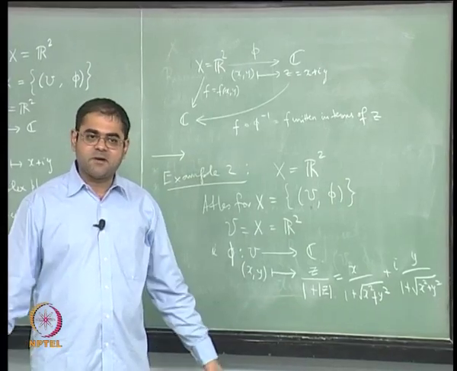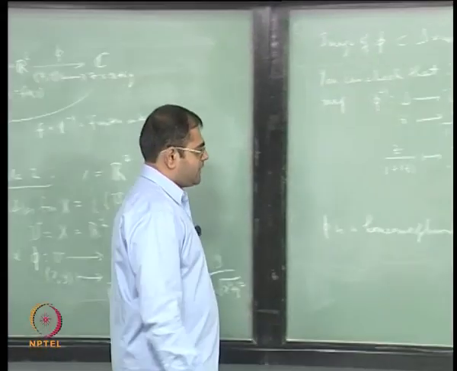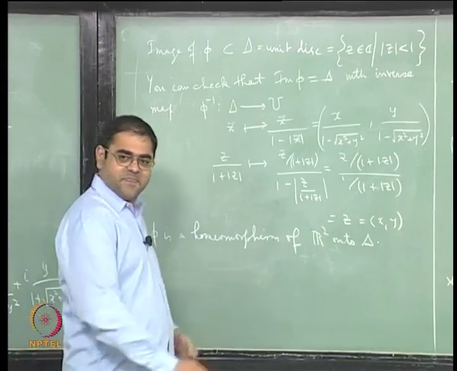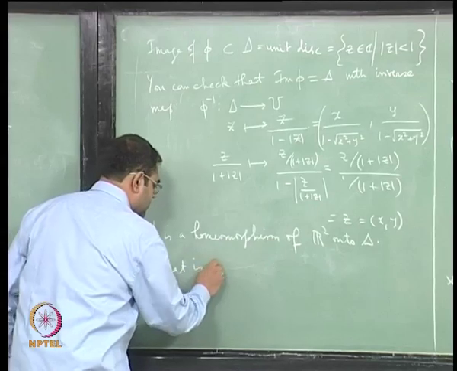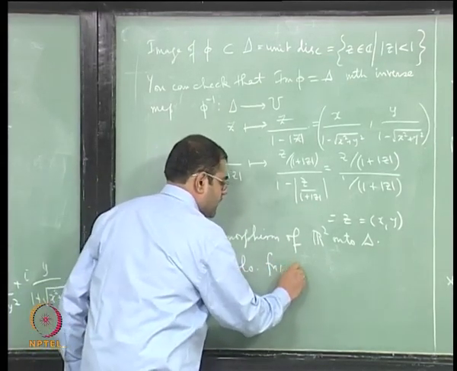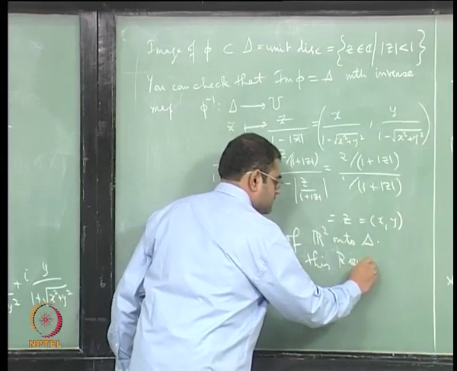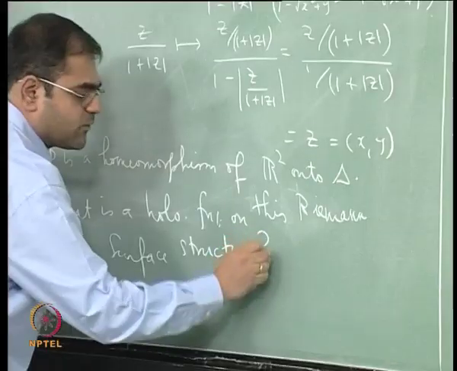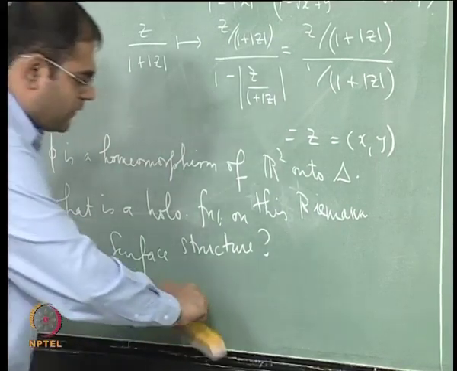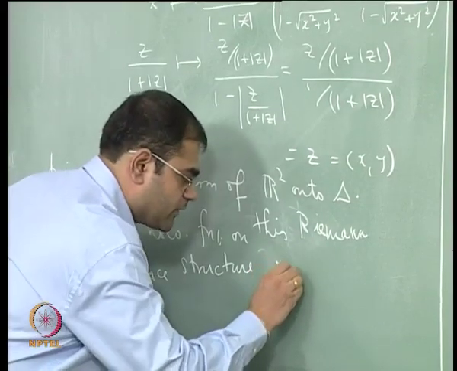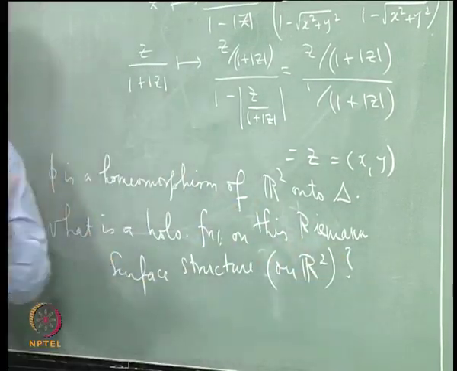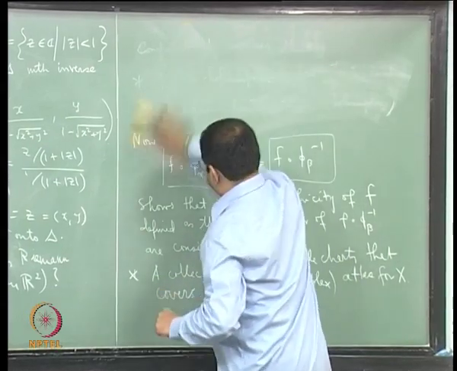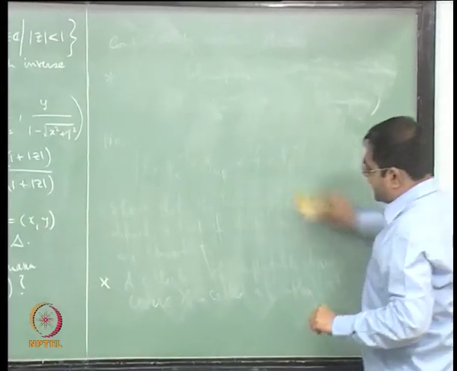Now is this Riemann surface the same as the complex plane? It is not. Because why is it not the same as the complex plane? Because let us try to understand what is a holomorphic function on this Riemann surface structure on R2. Okay, what is a holomorphic function? So let's go back to the definition and you will be surprised, and I am hoping that it will remind you of an important theorem in complex function theory.